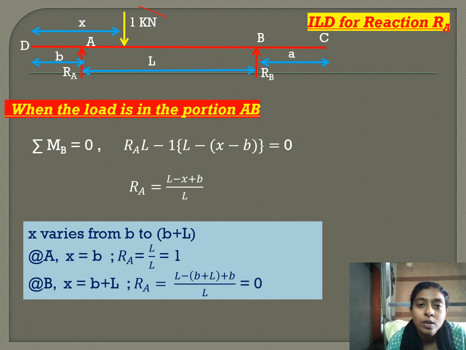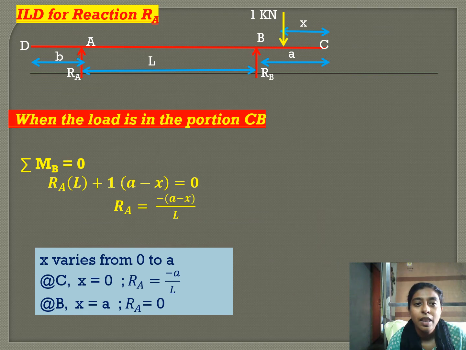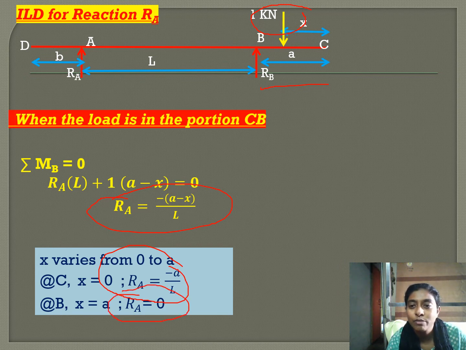Now when the unit load is in the portion AB, find RA. X is varying from B to L plus B. Substitute and find the values. Now when the unit load is in the portion BC, find RA, and X is varying from 0 to A. So we will substitute the values from 0 to A and find the values of RA.